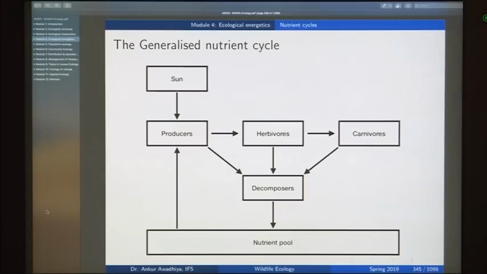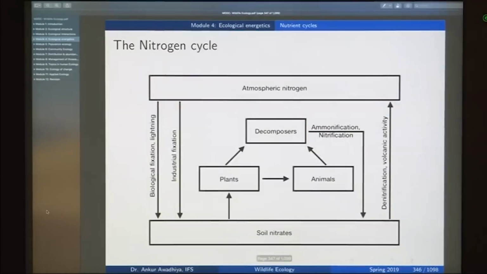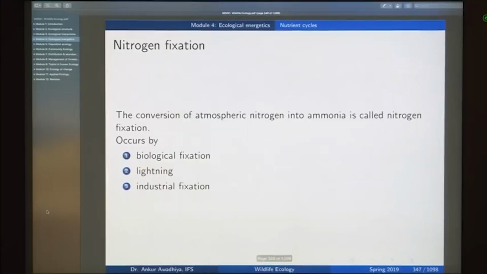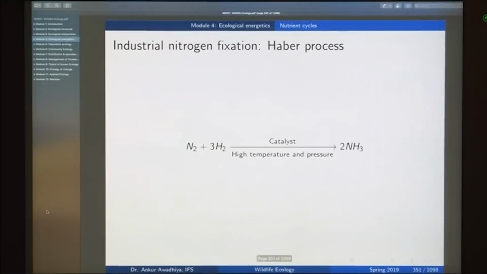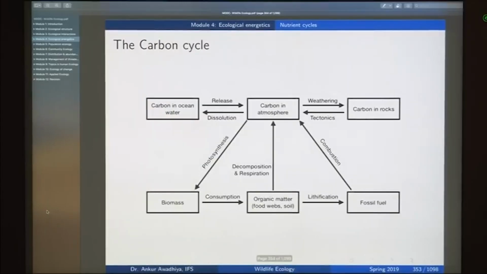So, this is a typical generalized nutrient cycle, and then we looked at specific cycles such as the nitrogen cycle, and we also looked at the industrial processes of nitrogen fixation. We looked at the carbon cycle.